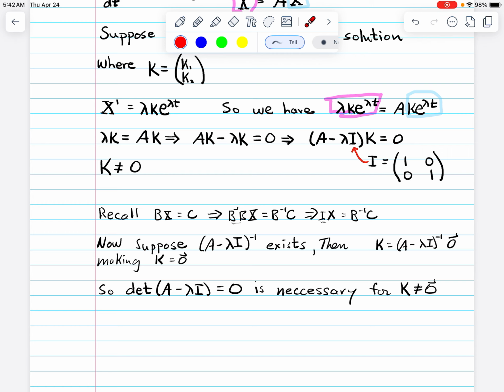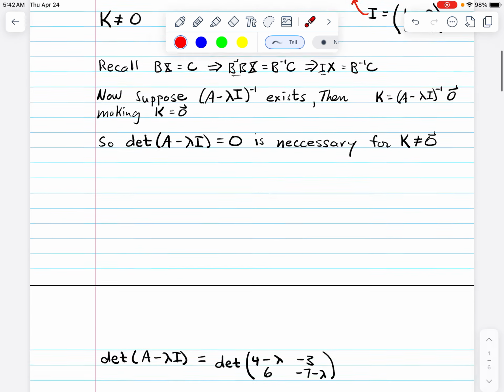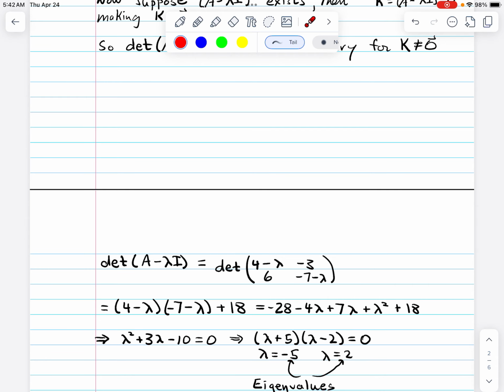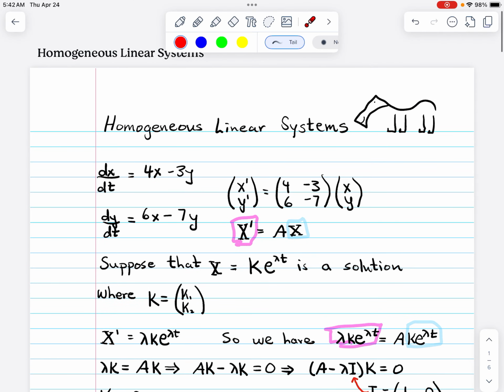Because if the determinant's 0, the inverse doesn't exist. And that's a necessary step that we have to do. So, let's look at this particular problem here. We've got 4, -3, 6, and -7. We're putting this in matrix form.